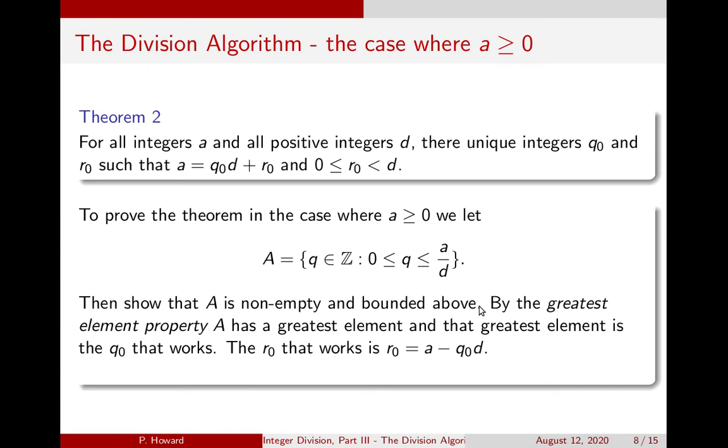Those two parts are fairly clear. q equals 0 is in A. It's an integer and it fulfills this inequality. And a over d is an upper bound. The upper bound is sort of built into the definition. So A is non-empty and bounded above. We will use the greatest element property to get a greatest element of A, and that'll be the q0 that works.